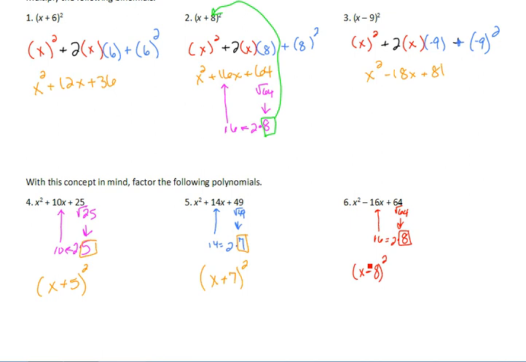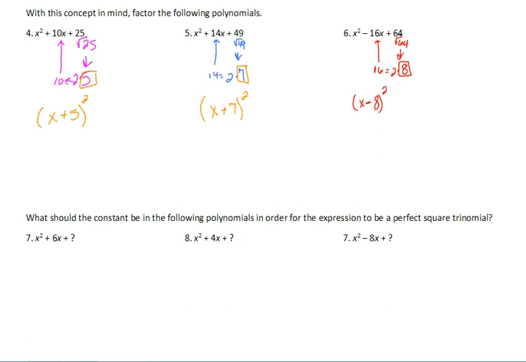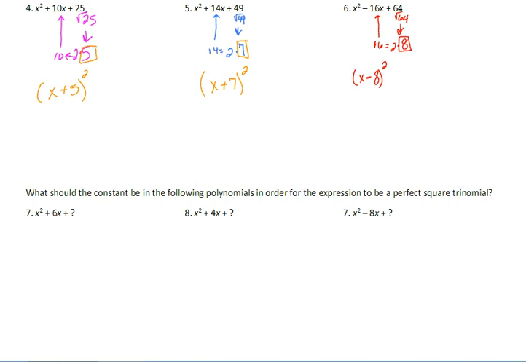Okay, this is a difference of perfect squares because that middle term is negative. So, undoing the operation. Now we're going to go one step further and say what should the constant be in the following polynomials in order for the expression to be a perfect square trinomial.